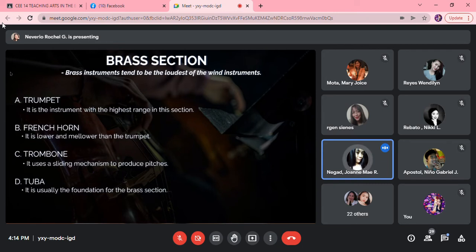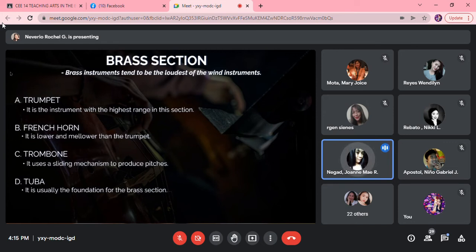Trombone. Instead of using a valve like the trumpet and the French horn, the trombone uses a sliding mechanism to produce pitches. So dito sa trombone, ginagamitan siya ng parang ini-slide mo, may sliding mechanism siya para mag-produce siya ng pitch. The trombone has a lower range than the trumpet. So, kumbaga ang trumpet is yung pinakamataas, then next ang French horn. So, pinakamababa na ang trombone.